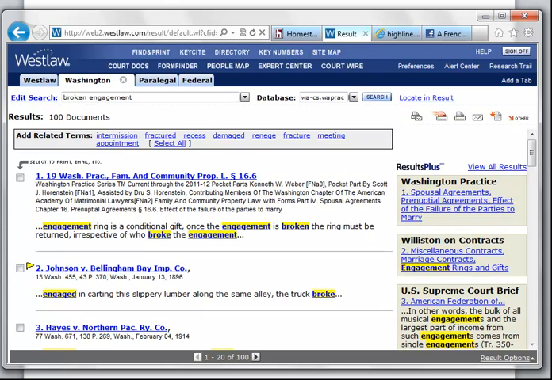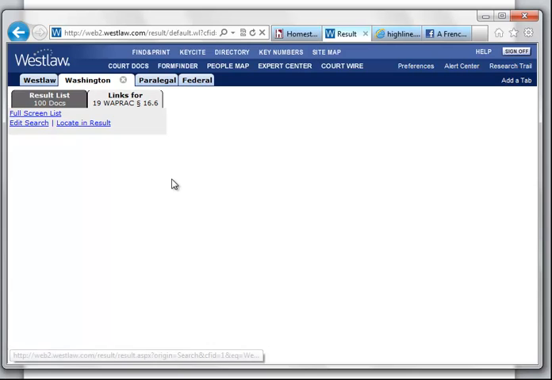It gave me 100 documents. That's what you get when you do a natural language search. You can search within, you can locate in result if you want to search within those 100, or you can edit your search here to make it more narrow. What I would do is pick this first one and just look and see if it adds to my search terms. I see engagement ring as a conditional gift. Let's click on that for a minute and see what we find.